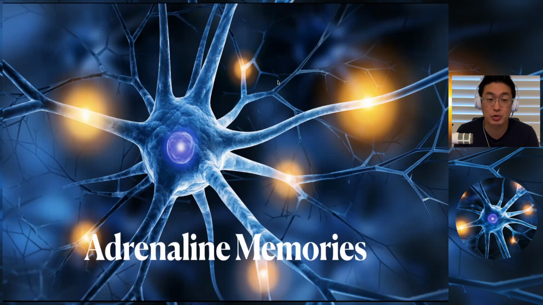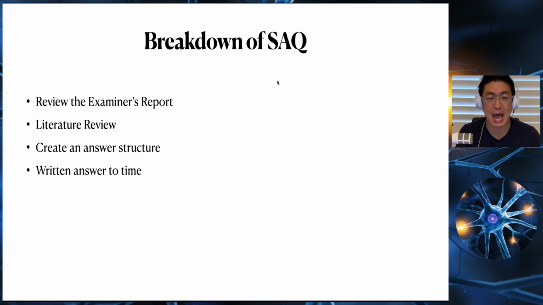Now, we did go through cerebral blood flow in episode 4, but this one is going to be different. It's going to be an extension on some of the ideas that we talked about with regards to the regulation of cerebral blood flow. And as always, with the breakdown of the short answer questions, we're going to review the examiner's report, look at the literature which I used, and show an answer structure. With regards to writing an answer to time, we may not have time to do that today because there's actually a lot to cover.